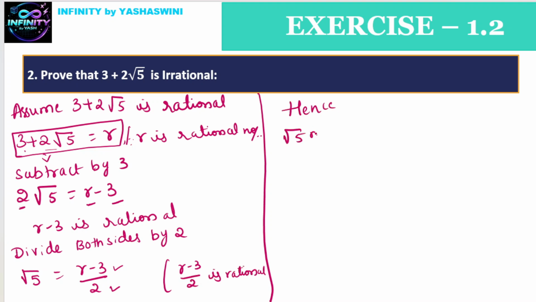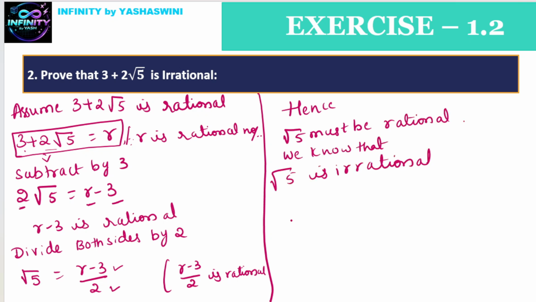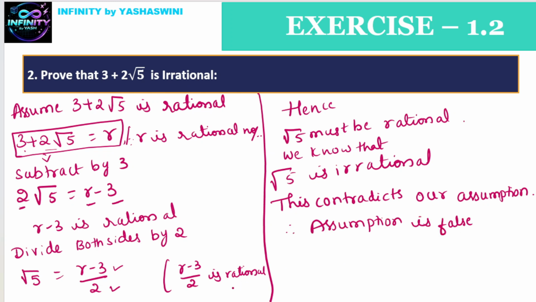Hence, root 5 must be rational. But we know that root 5 is irrational. This contradicts our assumption. Therefore, the assumption is false. Hence, 3 plus 2 root 5 is irrational.